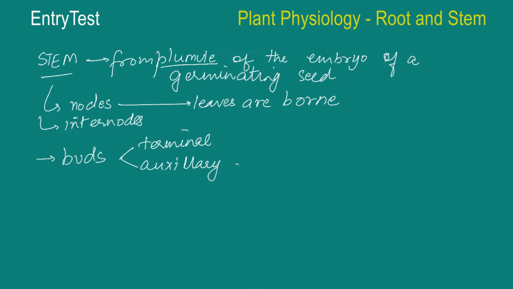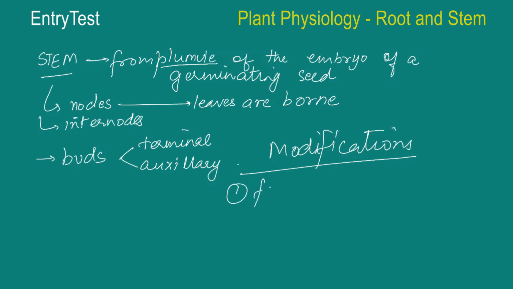Now, just like the root gets modified into different structures apart from the common storage of food and support, so does the stem. It may not always be the same in every plant. For example, potato, ginger, turmeric, in these it can be used to store food. So let me put down over here modifications. It can be used for food storage. For example, let's take the example of a potato plant.